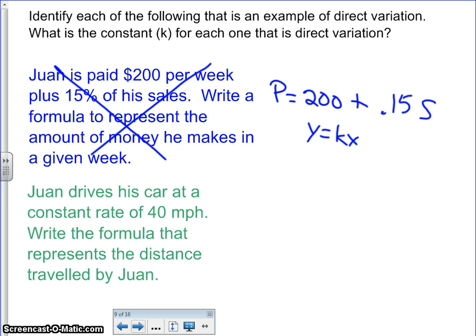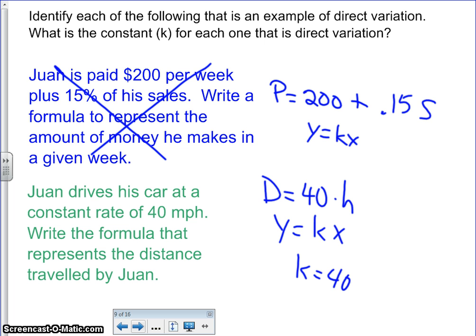Let's take a look down here. Juan drives his car at a constant rate of 40 miles per hour, represent the distance. So Juan's distance is going to be equal to 40 miles per hour times the number of hours that he drives. This is direct variation. It is in the form y equals kx. And in this one, k is going to be equal to 40. If you do that one in your head, it kind of makes sense. If Juan drives 1 hour, he's gone 40 miles. If he drives 2 hours, he's gone 80 miles, and so on.